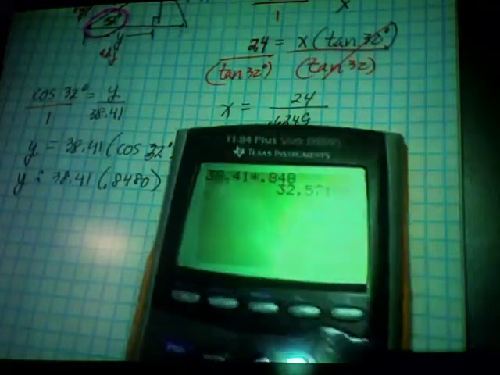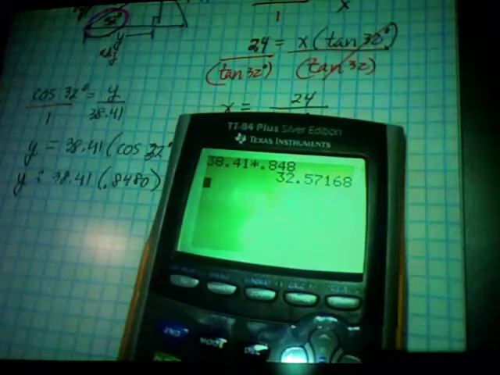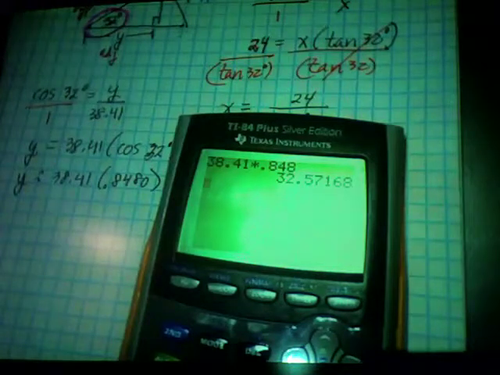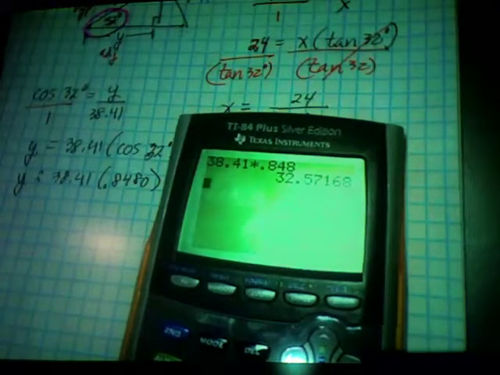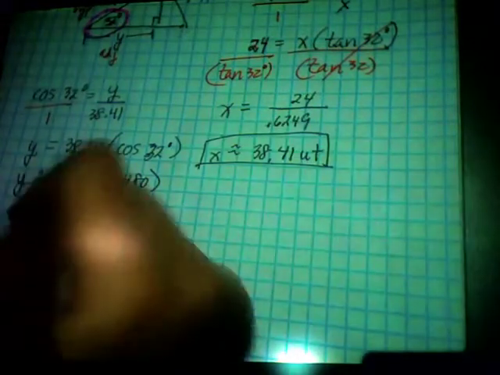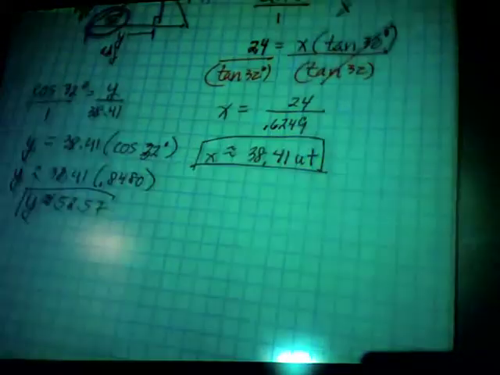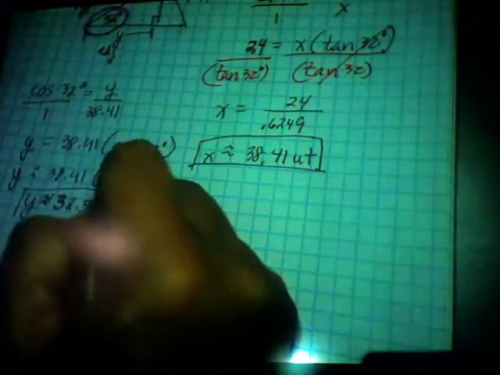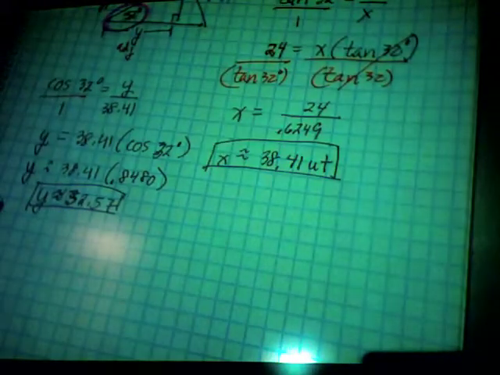This time we get 32.5. What does it round to? Stay as 7 or bump up? Stays as 7. So 32.57.